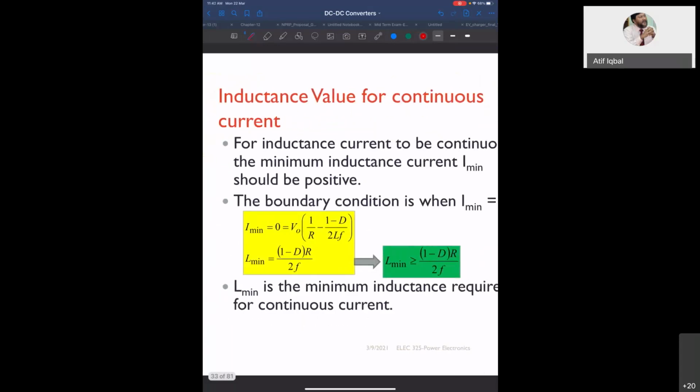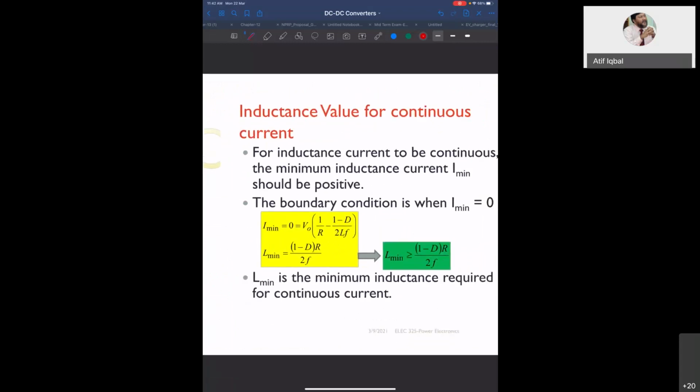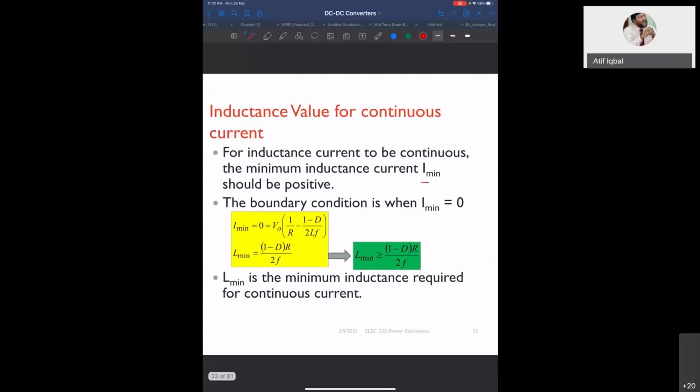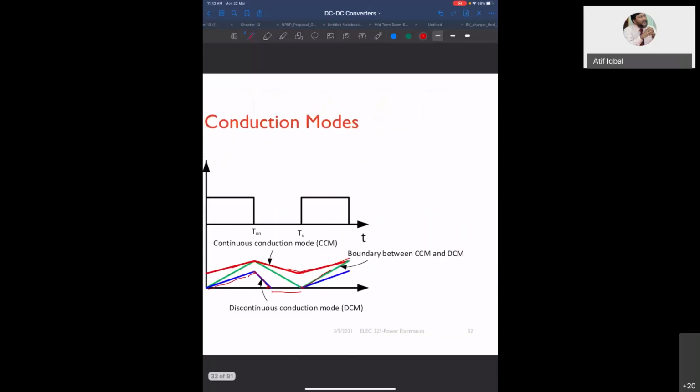So inductance value for continuous current. For the inductor current to be continuous, you have to find out the minimum inductance value. So I minimum should be positive, because you see here, this is your maximum value, this is your minimum value.